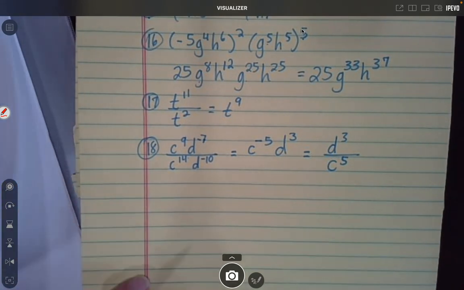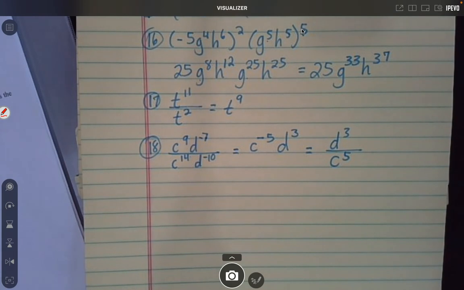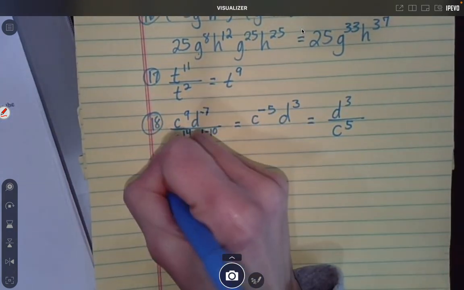Okay, number 19. Or how was that page? How was page 2? Are we good? Yeah? All right. Page 3. Number 19.